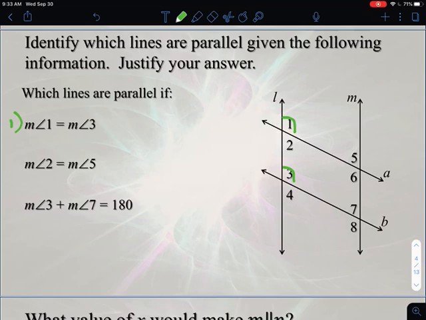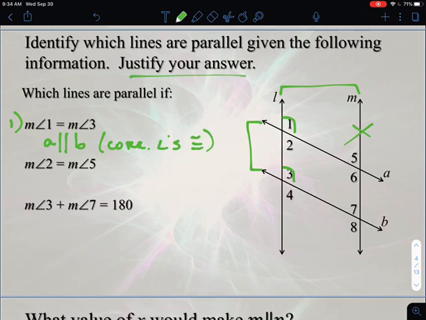Now, as far as which lines have to be parallel, if we think about this in the picture, these angles have nothing to do with line M. Neither angle touches line M at all, which means I can't be talking about L to M. So the only way these angles can travel is from A to B. These angle pairs are corresponding angles, which means I can say A is parallel to B because corresponding angles were congruent.